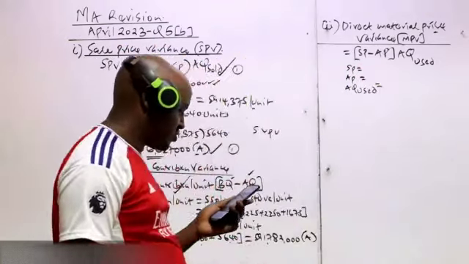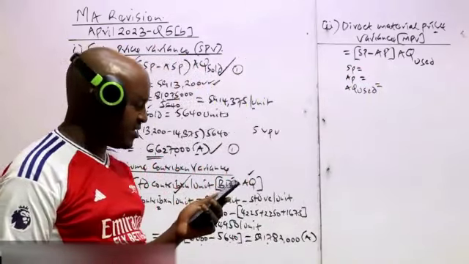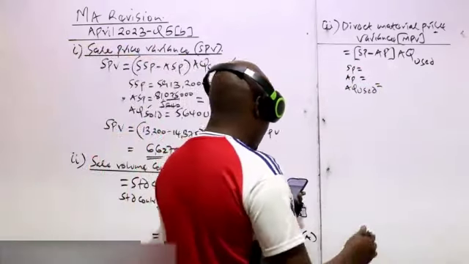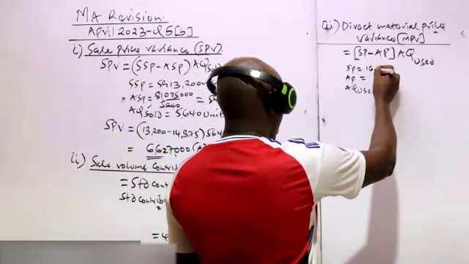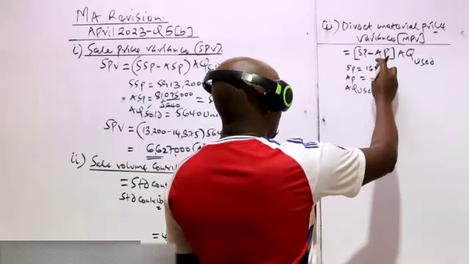So the standard price, that one we have in number 3. We are given the standard price of materials, which was 1690 per kg.